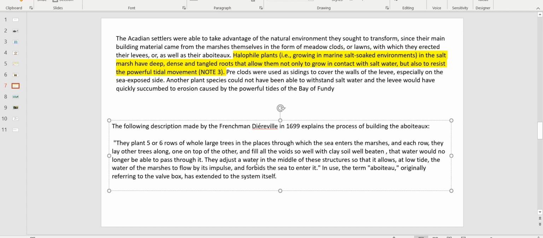They adjust the water in the middle of the structure so that it allows, at low tide, the water to march, so they would adjust the slope and the dimension and the position so that it would deprive the sea from getting in and allow sweet water to flow out. In use, the term abwato originally referred to the valve box only, but now it's extended to the full system.